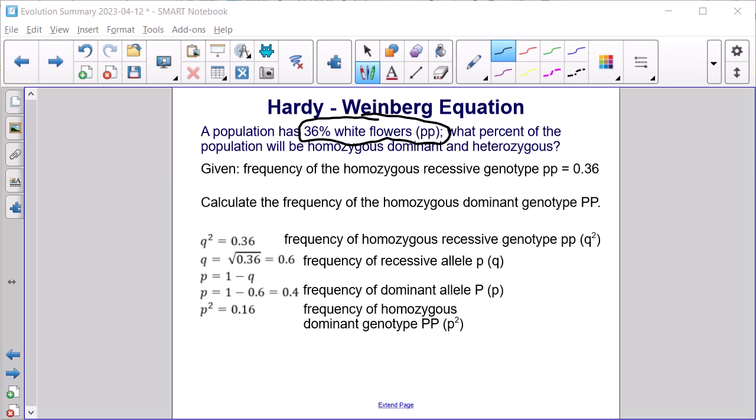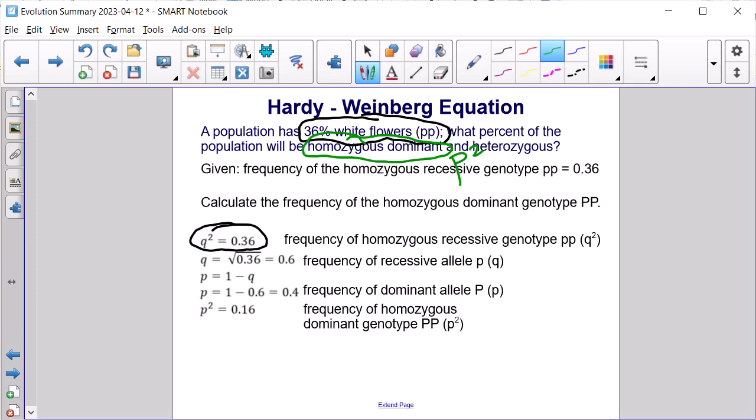All right, so what are we given? This 36% white flowers, which we're shown is homozygous recessive. That is the frequency of the homozygous recessive genotype, q squared. Once we know q squared, we can do some calculation, but also, what are we asked to find? The percentage of the population that's homozygous dominant, which is p squared. So we're given q squared, and we're looking for p squared.